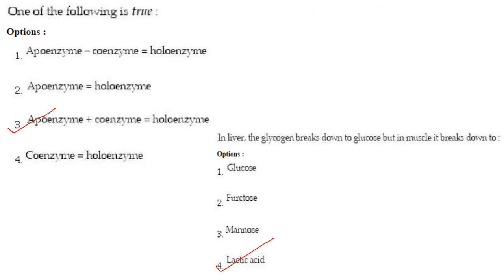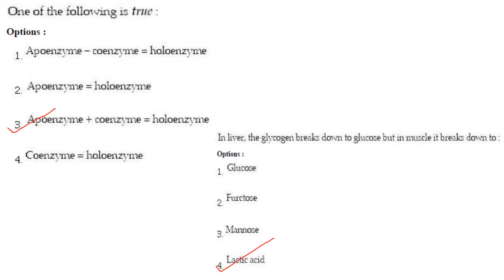Next one. The highly low pH of gastric juice is option 1 bacteriostatic in nature, 2 fungicidal in nature, 3 virucidal in nature, and 4 nematicidal in nature. Answer is option 1 bacteriostatic in nature. Next one, which of the following is true. Option 1, apoenzyme minus coenzyme is equal to holoenzyme. 2, apoenzyme is equal to holoenzyme. 3, apoenzyme plus coenzyme is equal to holoenzyme. 4, coenzyme plus is equal to holoenzyme. Answer is option 3, apoenzyme plus coenzyme is equal to holoenzyme.